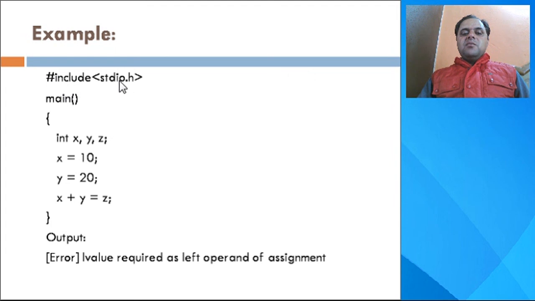Here again include standard input output dot h, with 3 variables x, y, and z. We have assigned the value 10 to x and 20 to y. Now we have to assign the sum of x and y to z. It should be written z equal to x plus y, but mistakenly it is written x plus y assignment operator z. So this is a semantic error. The value x plus y will not be assigned to z because it should be written as z equal to x plus y. The output will be: value required as left operand of the assignment. So this should be at the left side and this should be at the right side. This is a semantic error.